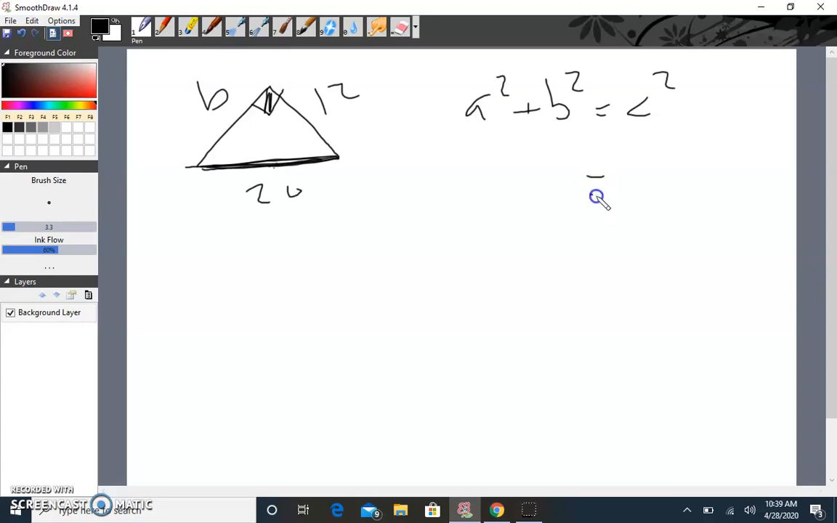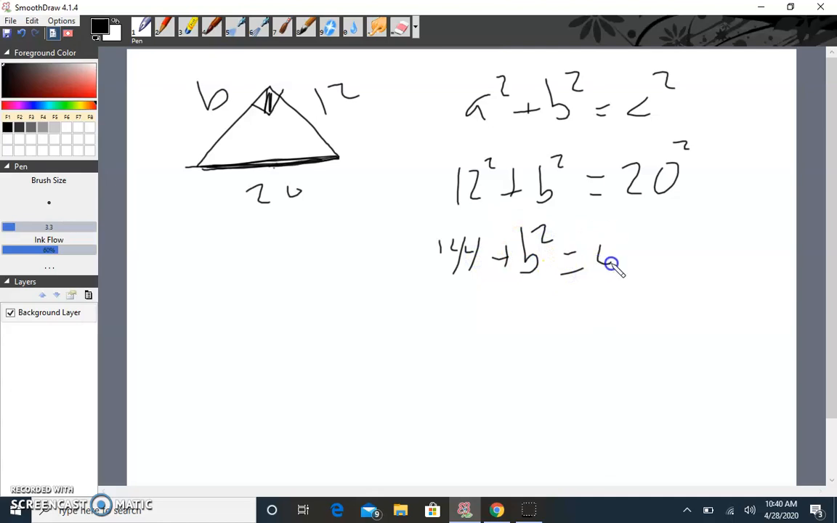So we can start plugging in our formula here, and we have A and B as the other two sides. Well, it tells us which one B is, so we can say A is 12. We got 12 squared plus B squared equals 20 squared. So we have 144 plus B squared equals 400. Well, we have to subtract 144 from both sides, and they will cancel there.